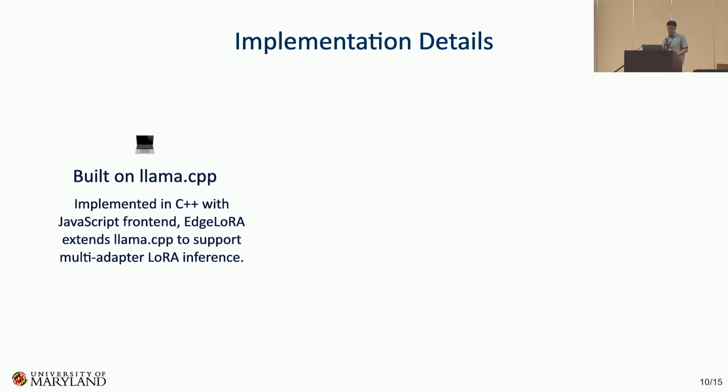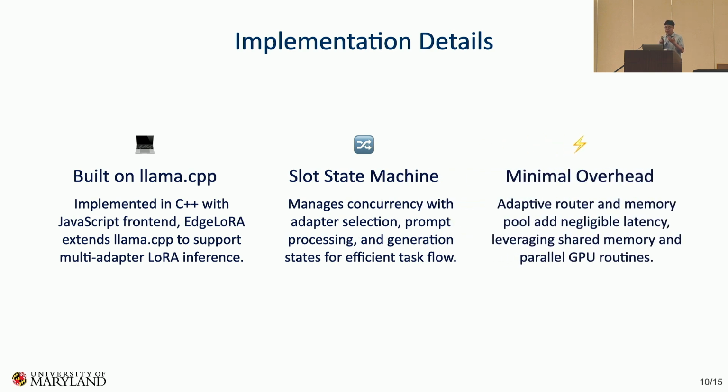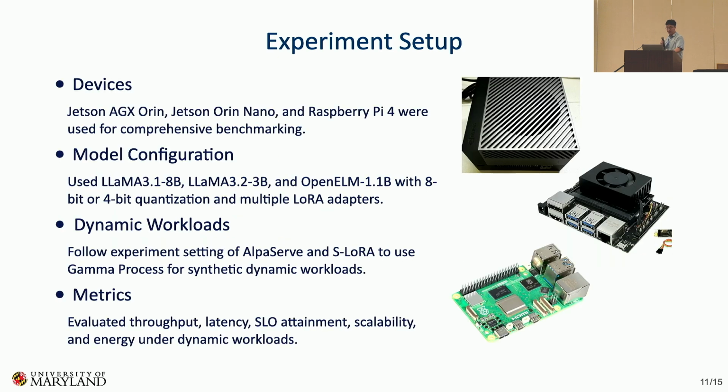Technically, we built a prototype of EdgeLoRA on Llama.cpp, implemented in C++ with a JavaScript front end for evaluation. It uses a slot state machine to manage concurrency. Each slot moves sequentially through adaptive selection, prompt decoding, and generation. Despite its advances, overhead remains minimal. The shared memory pool, efficient GPU usage, and streaming design keep latency under control.